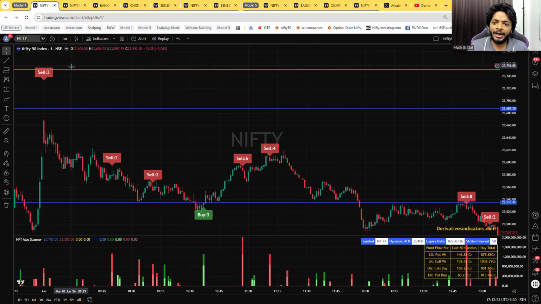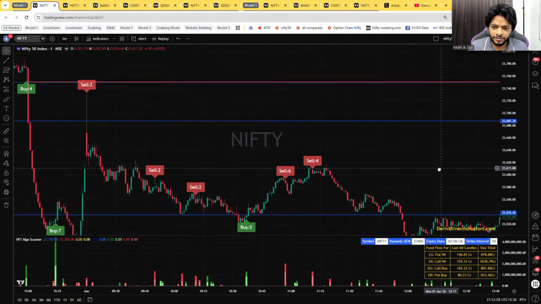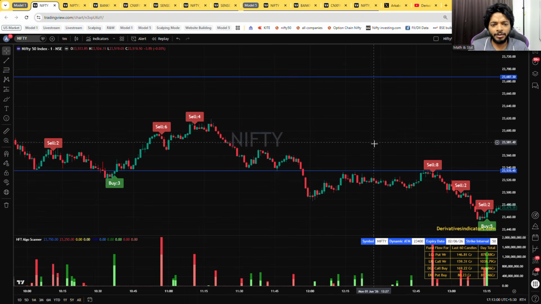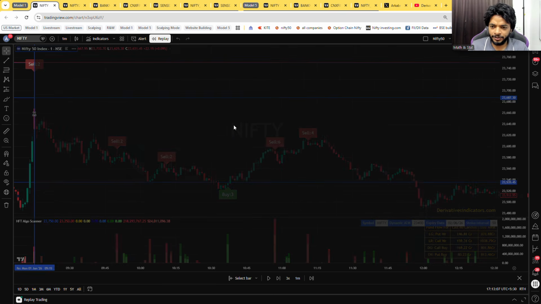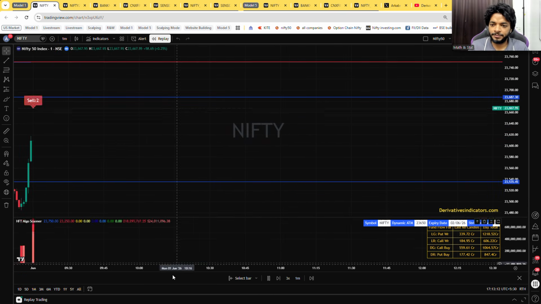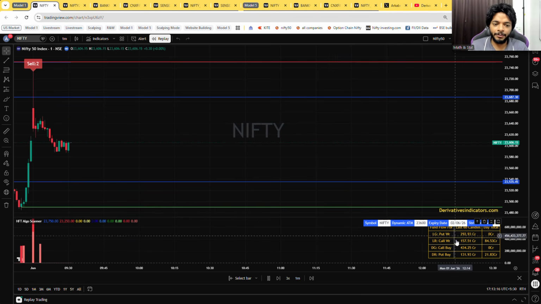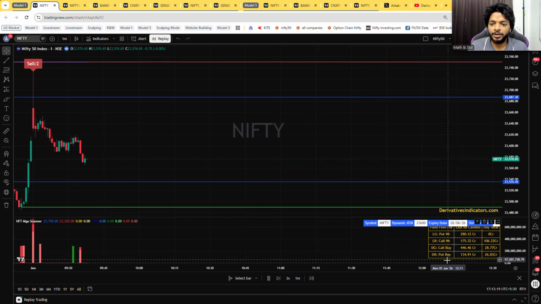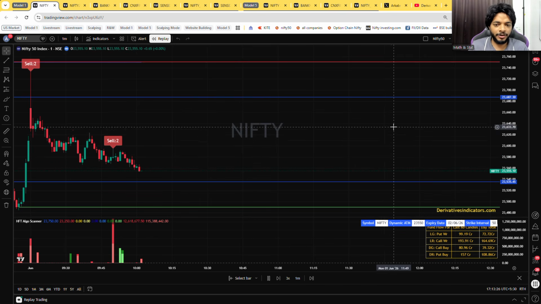Not only that, you also have dynamic support and resistance, which works like a charm. If I show you, those you can also work with. And you also have the yellow table you can see on the right hand side here. We are going in replay mode at 3x, so that's why it's going fast.